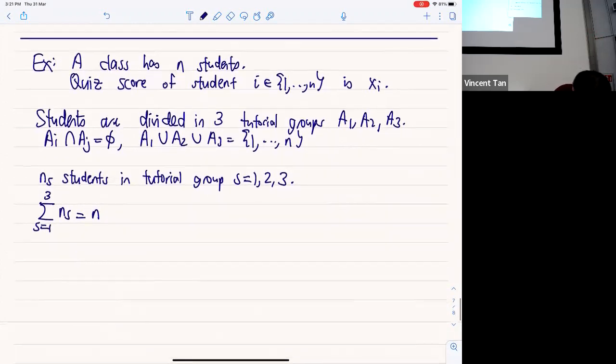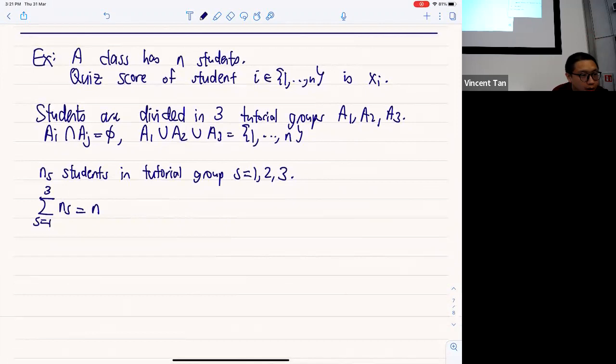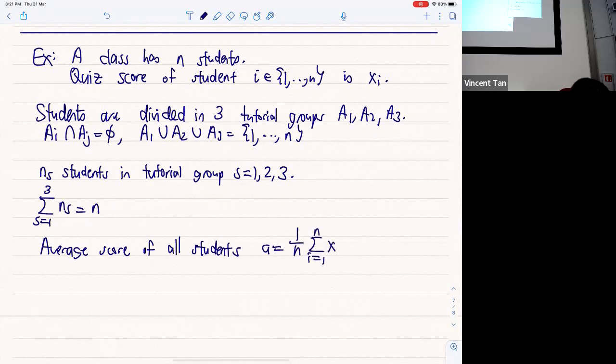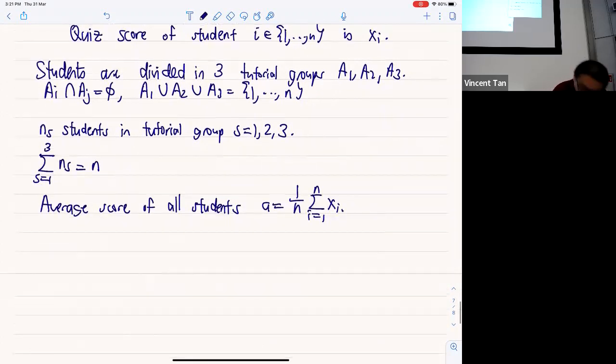Okay, and well, there are certain scores. So the average quiz score of all students, let's say, is equal to A, which is 1 over n, sum i running from 1 to n of xi. That's some score that I'm very interested in. I want to know whether my quiz was too difficult or not. So if this number is above 20 out of 30, I'm okay. Well designed.